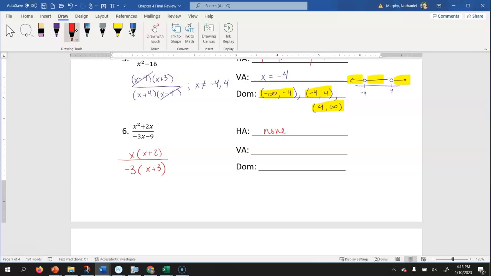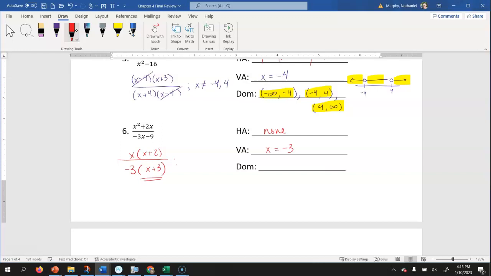And in the denominator, we don't have anything we can cancel out here. So to find the vertical asymptote, we just set the factor in the denominator. The negative 3 doesn't have an x, so I don't care about it. But if I set x plus 3 equal to 0 and solve that, I'd get x equals negative 3. So that'd be my vertical asymptote.